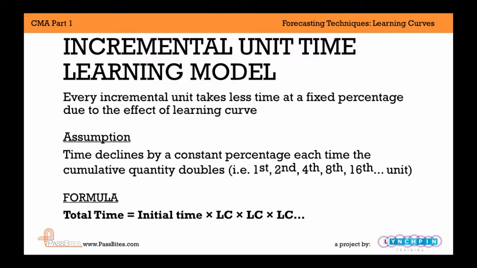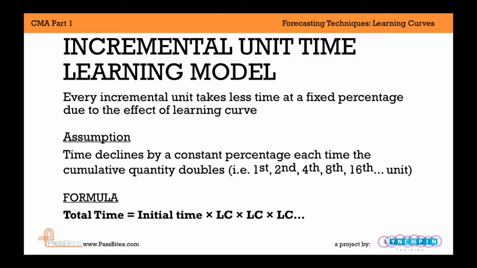When we use the incremental unit time model, it explains that the incremental time needed to produce the last unit declines by a constant percentage. But again, when the quantity doubles, it will tell you the first, second, fourth, eighth, 16th unit time. It cannot tell you the third, seventh, fifth, 13th unit time. So that means we are concerned about the last unit when the quantity doubles. This is the basic assumption we are following in CMA Part 1. However, there are algorithms and formulas available where you can find out the other units like the third unit, fifth unit, sixth unit, seventh. You can find them.